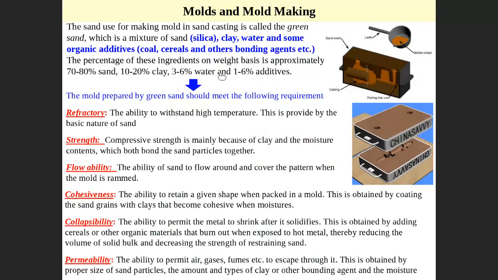Mold and mold making. Now we talk about mold and mold making. This is a mold. You remember all the time, this is a mold. Now we talk about sand mold. Whenever we say sand mold, it means a mold made of sand. Actually, not only sand. This one, as I told you, we call it green sand.